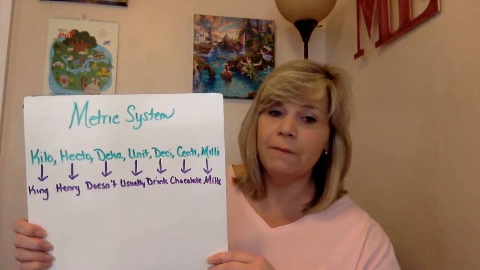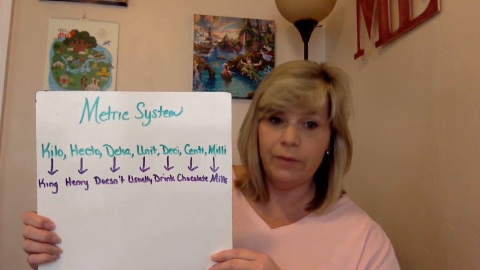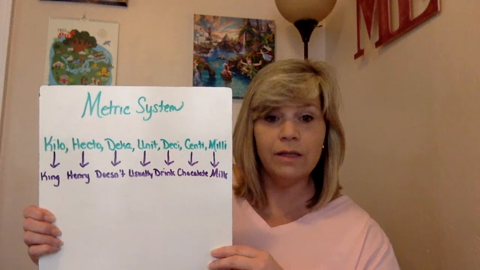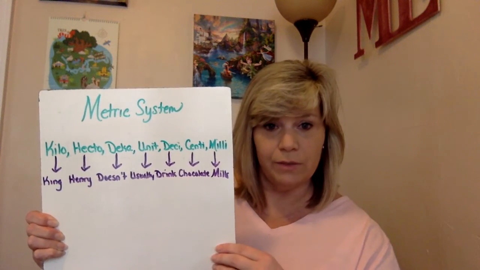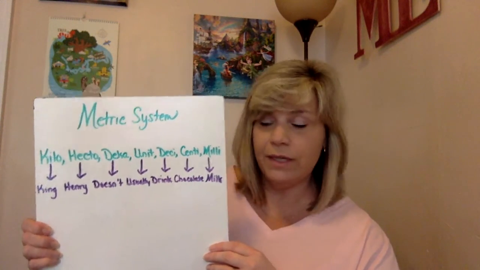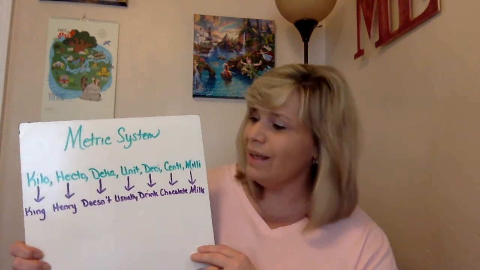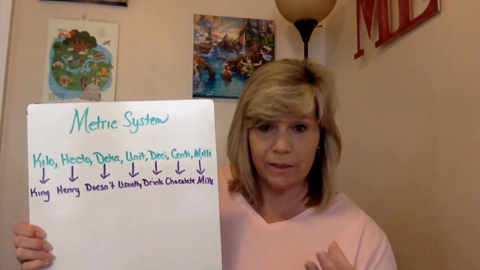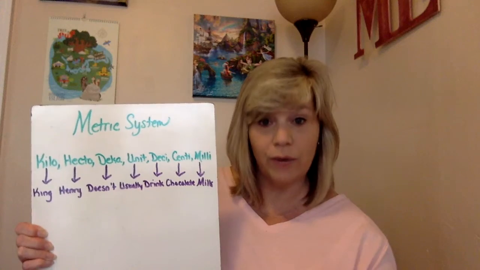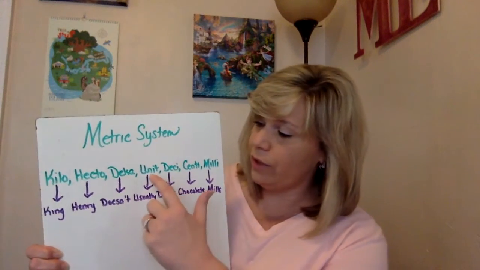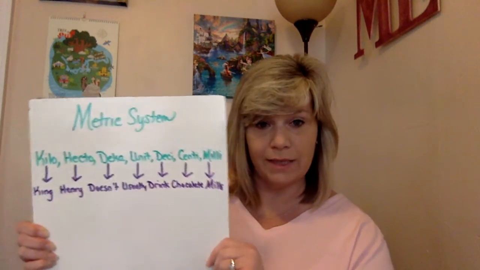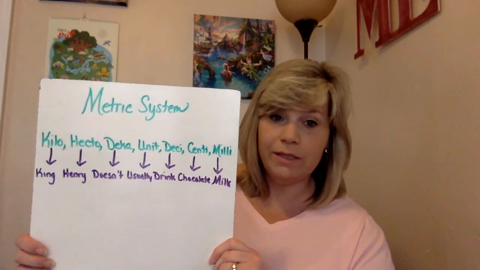Okay? So again, our prefixes that go with it are kilo, hecto, deca, unit, or base unit, what we refer to, deci, centi, milli. Now, if you notice, I didn't list in here meter, liter, or gram, because those 3 are going to go with our unit. And I'm going to show you how to set this up. That's a lot to take in.